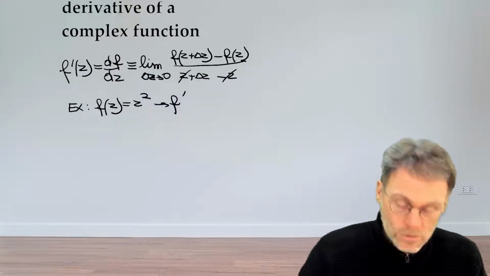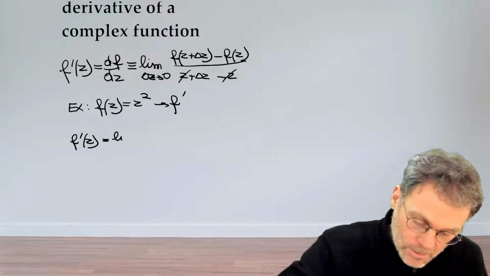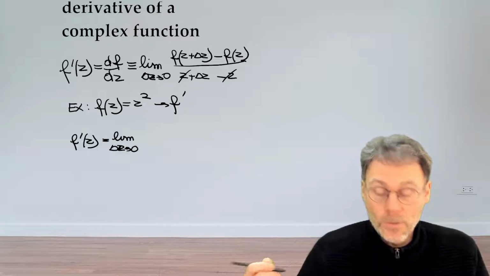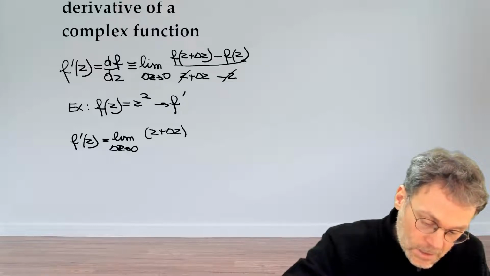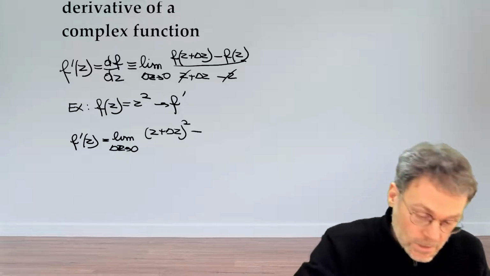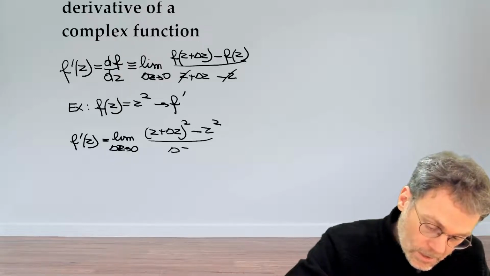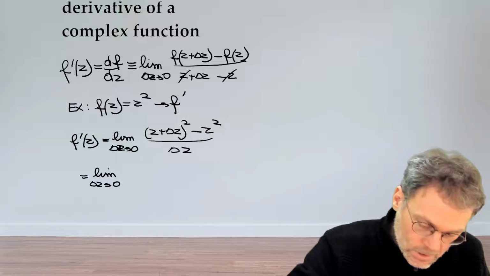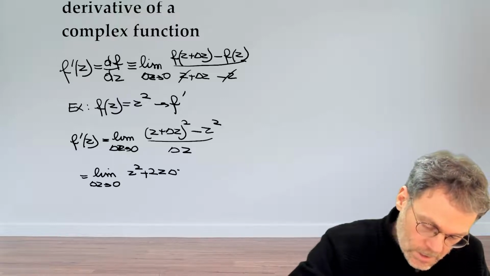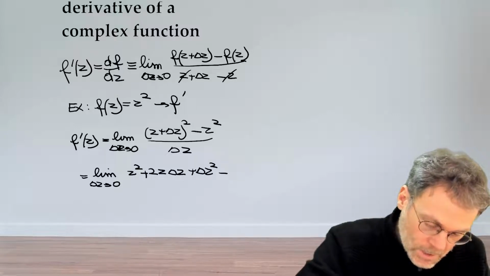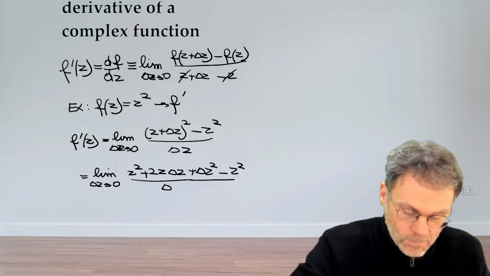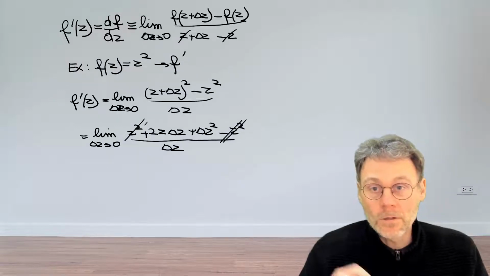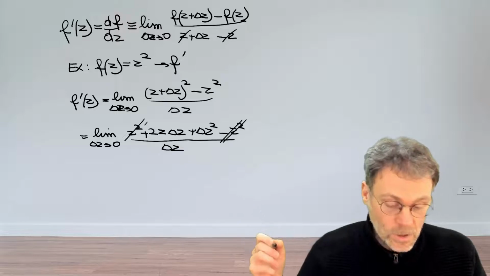Applying our definition here, f prime of z will be the limit of delta z going towards 0 of our function evaluated at z plus delta z. So that's going to be z plus delta z squared minus the function evaluated at z, that's z squared, dividing this by delta z. This will become the limit of delta z going towards 0 of z squared plus 2z delta z plus delta z squared minus z squared divided by delta z. Fun things happen because z squared cancels here.